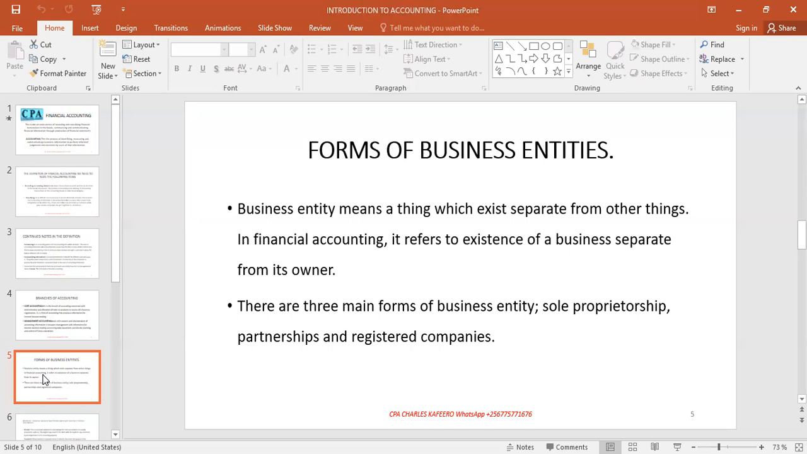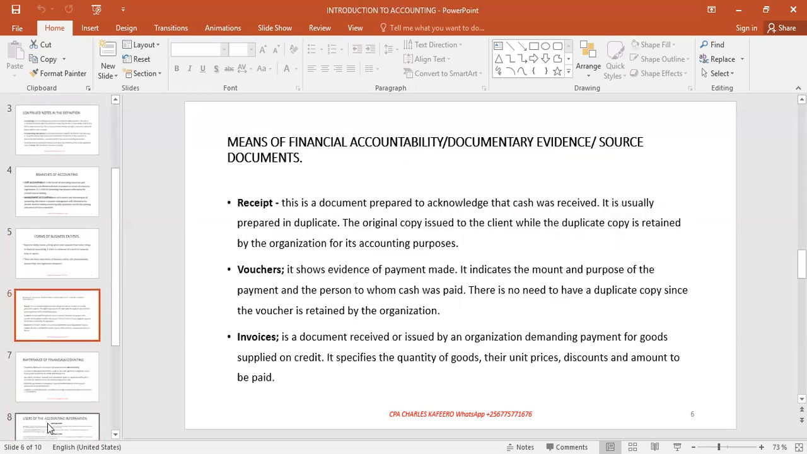So allow me to proceed to the means of financial accountability. Here we are talking about the documentary evidence, or the source documents, the ones we use when we are recording the information. Having gone to the field and you are making some payments, you will be moving with some documents. Like if, let's say, you are buying some items.